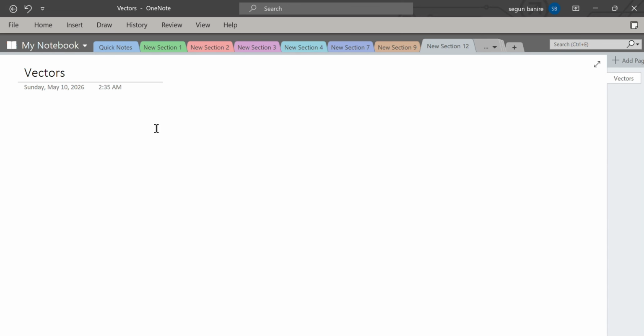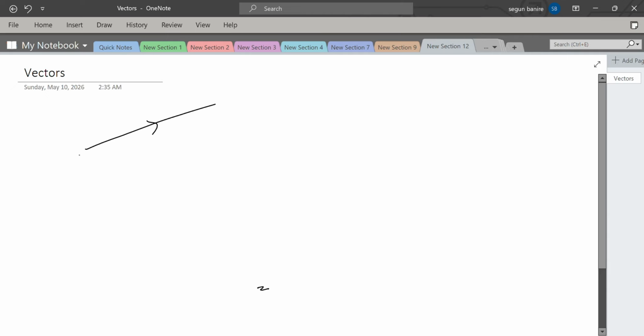Okay, so yes, we are talking about vectors. So what are vectors? Vectors are quantities that have both magnitude and direction. For example, if we have this line, this is O, this is P, so the vector will just be OP. This is more like the position vector.